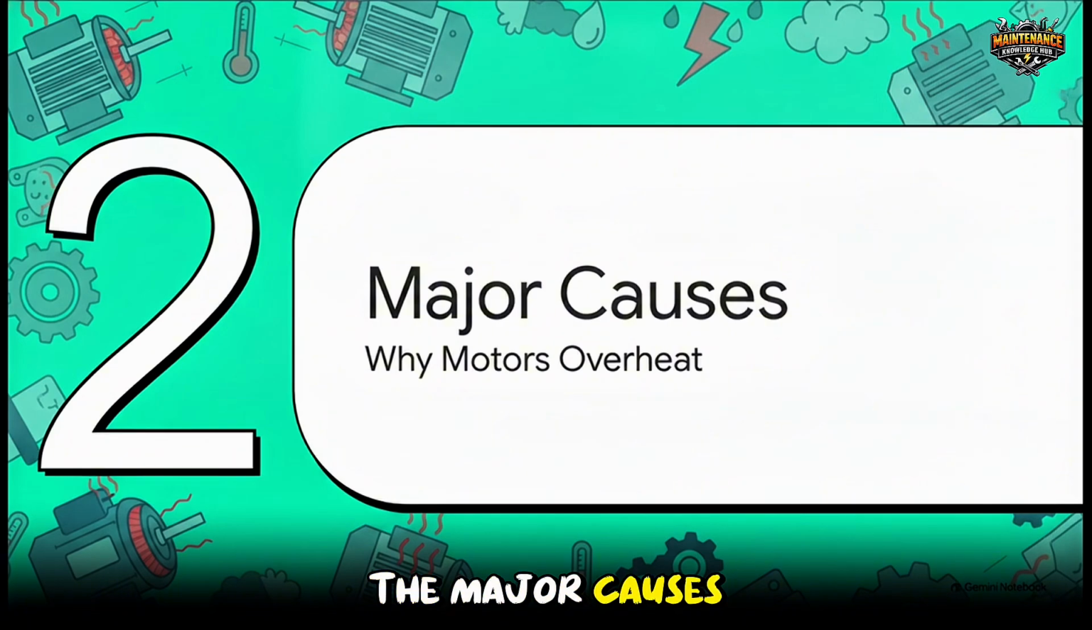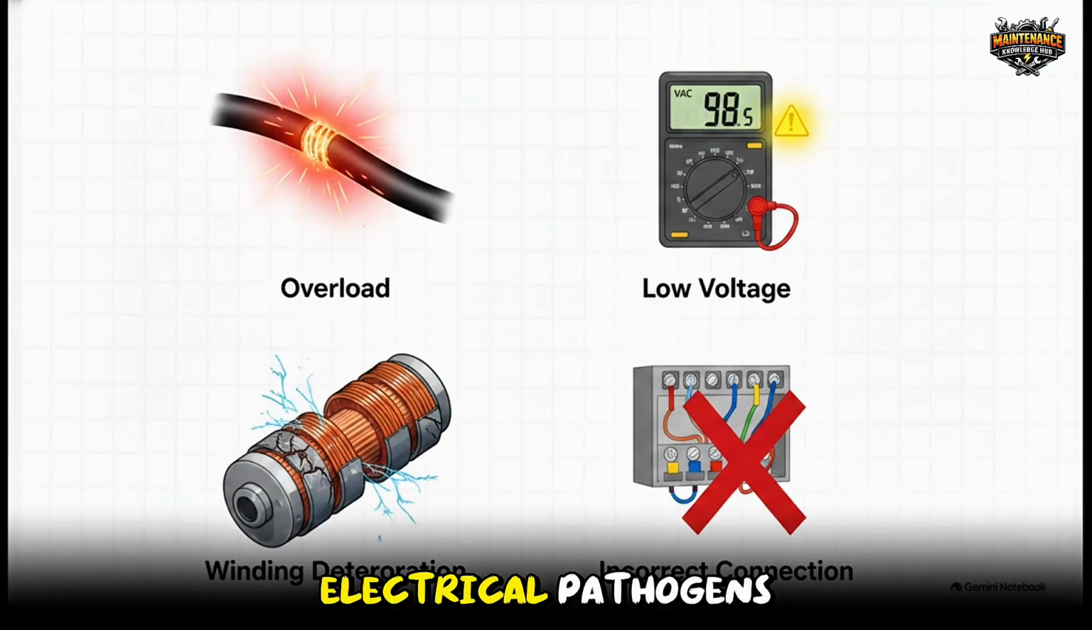Moving on to the major causes of overheating. With the physics locked in, let's group the 14 major causes of this fever into 3 main categories. We'll kick things off with the electrical pathogens.